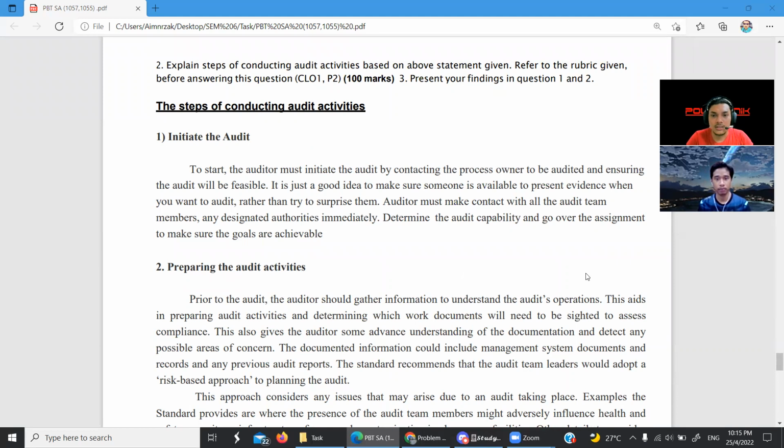Auditor must make contact with all the audit team members and designated authorities immediately, determine the audit capability, and go over the assignment to make sure the goals are achievable. Number 2, preparing the audit activities.